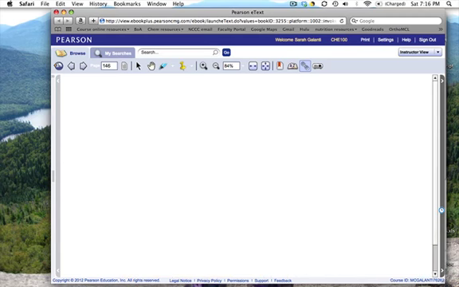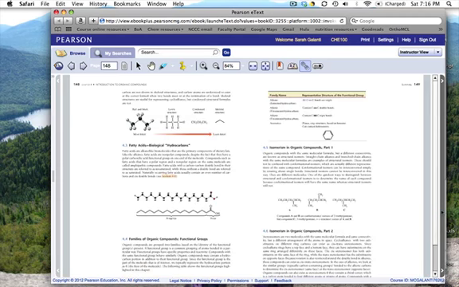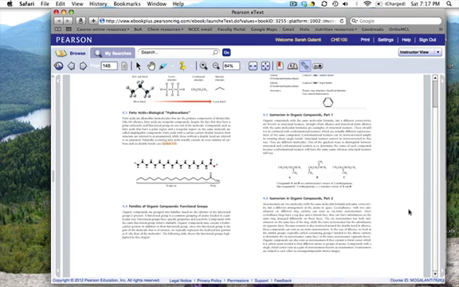Okay, so nomenclature, identifying functional groups, writing the different types of structures, Lewis structure, condensed structure, skeletal structure, and the different types of isomers, including chirality. That's what you should know from chapter 4.